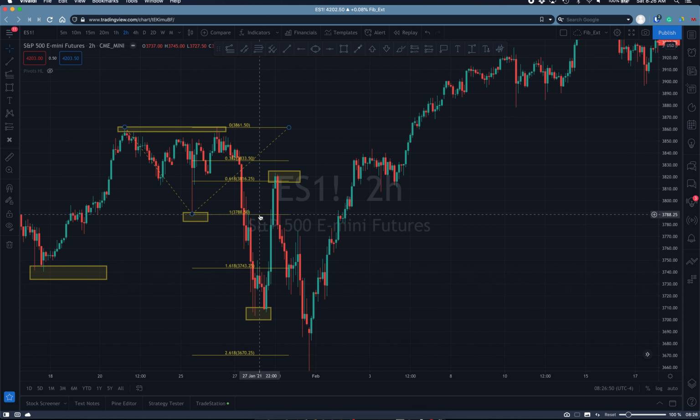You could have had a limit order sitting right here with the stop loss somewhere behind, and then you could have ridden price all the way down to the 1.618 as a target. And as you can see here, you would have had very little time in drawdown, and you would have been in profit most of the way down. So this is an area that would have easily worked out.